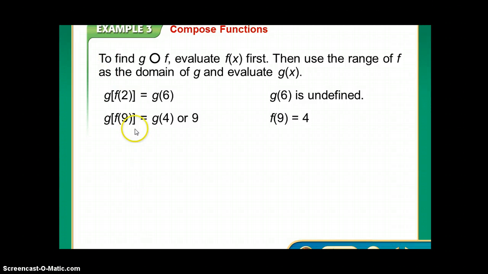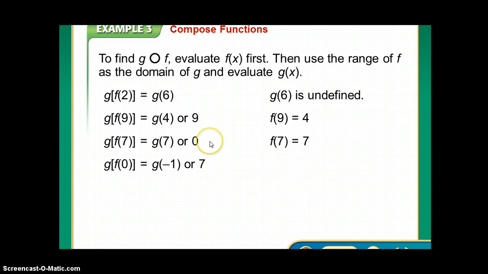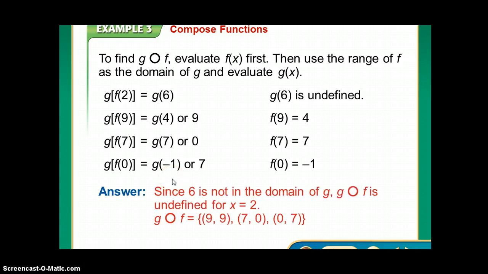Then find f of 9. F of 9 equals 4. Input 4 into g, your output is 9. F of 7 is 7, and then take g of 7 to get 0. F of 0 is negative 1, g of negative 1 is 7. So since 6 is not in the domain of g, g of f is undefined for x equals 2. And then here's our answer. Input 9, output 9. Input 7, output 0, input 0, output 7.